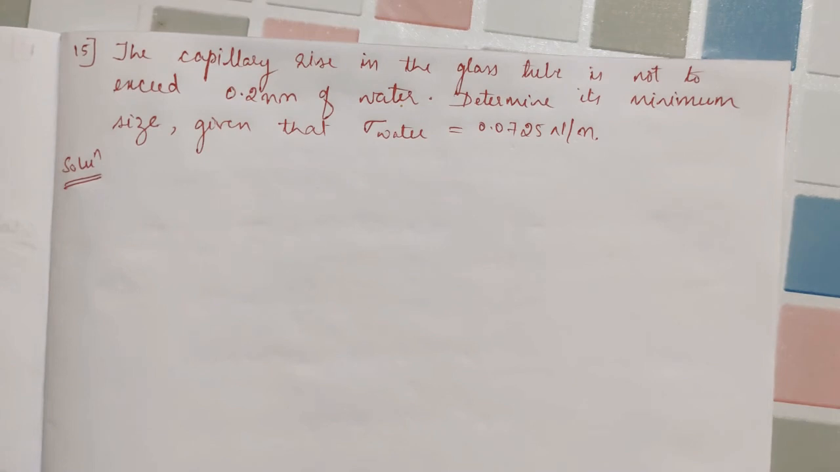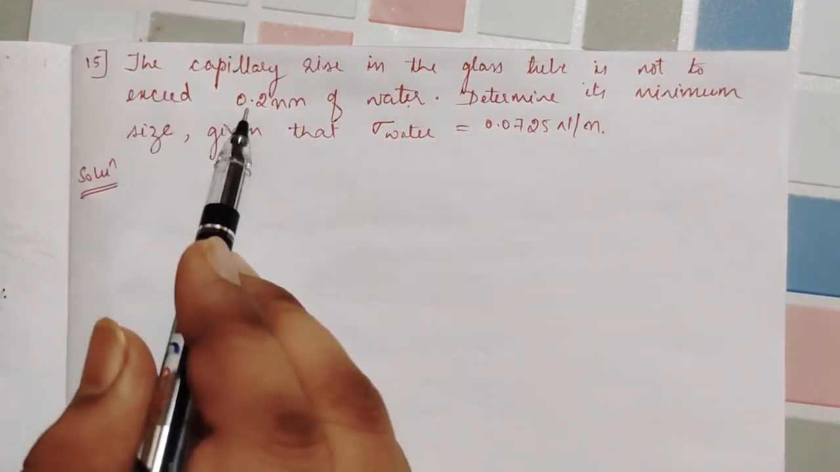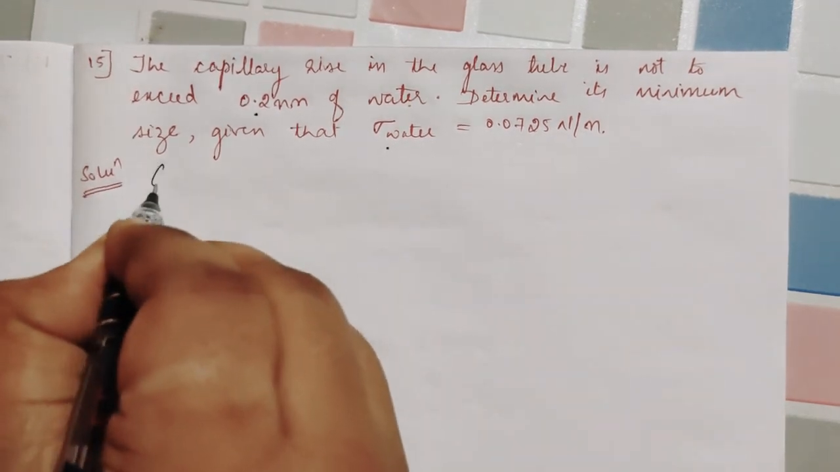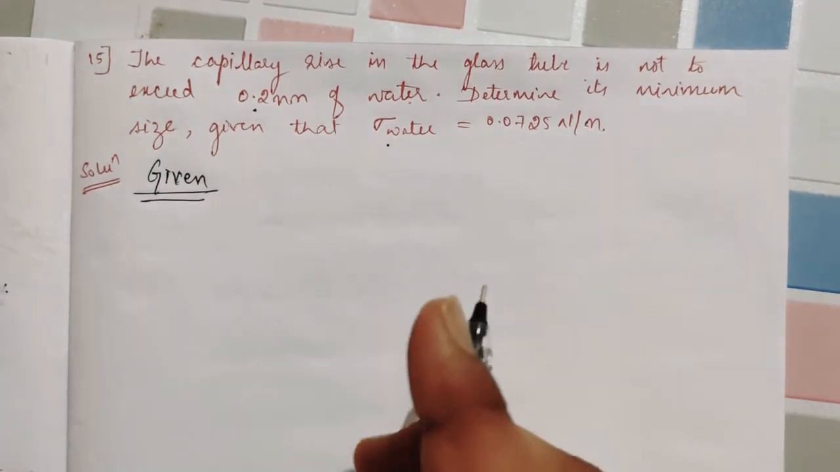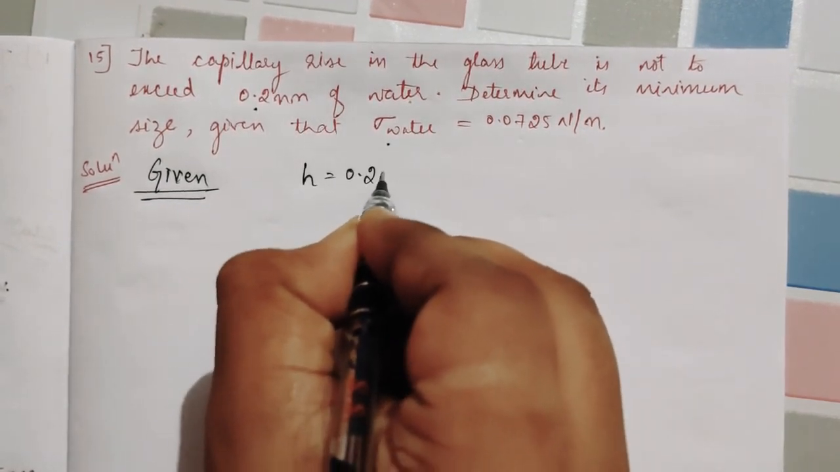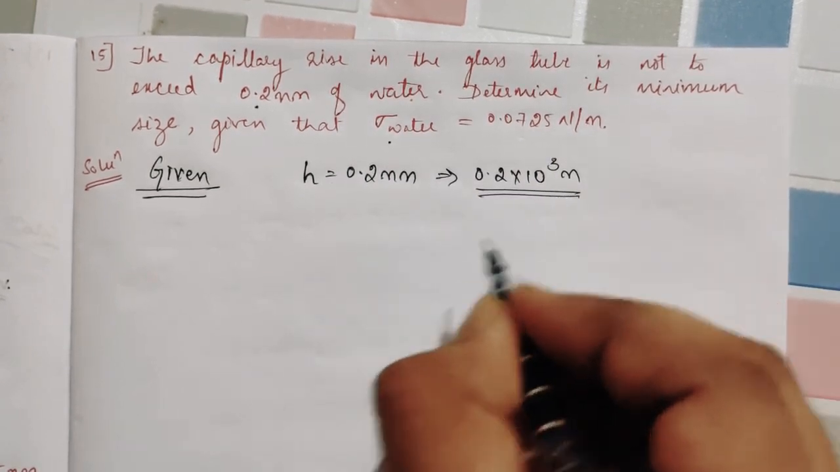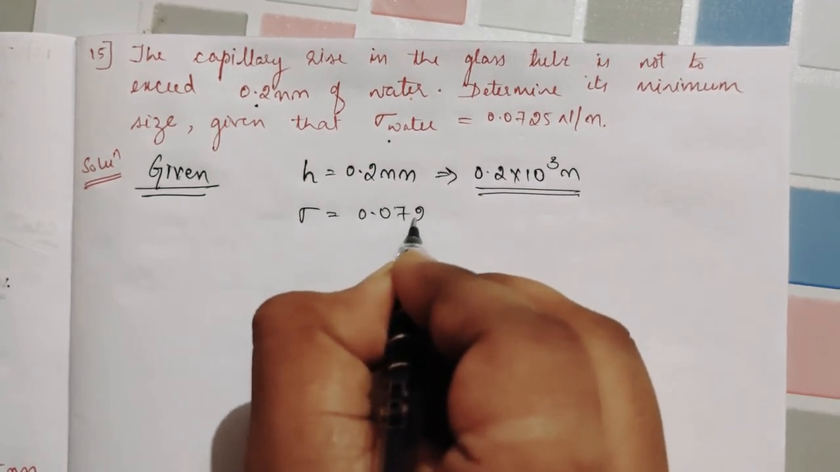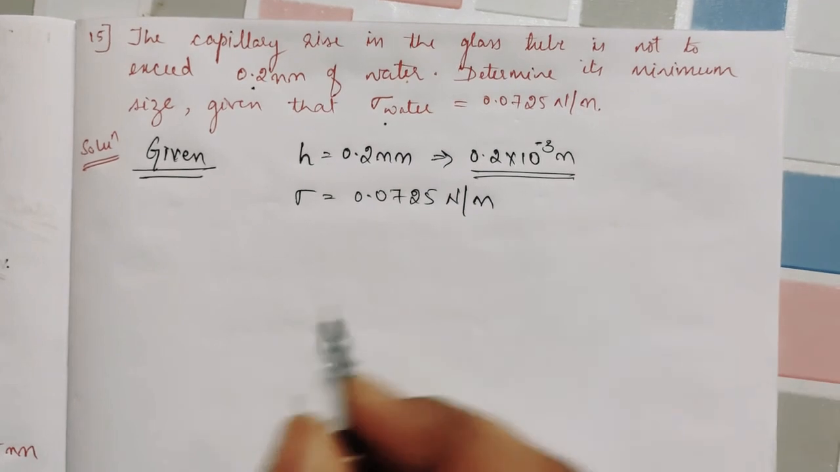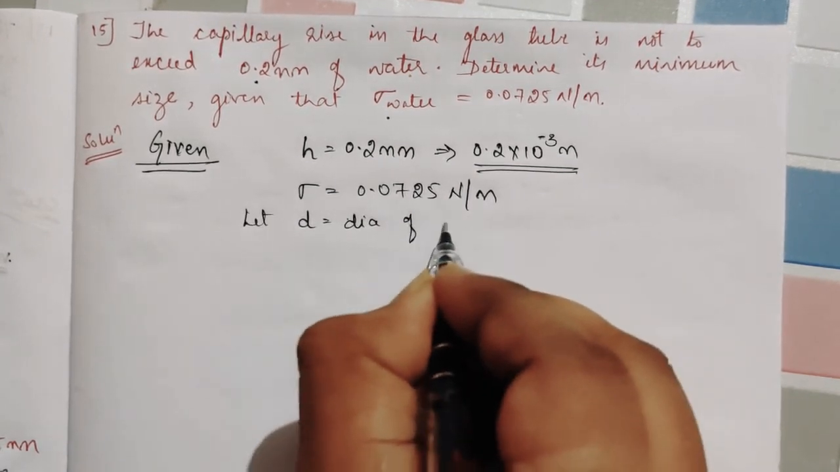Here all the items will be given, and we have to find the diameter of the glass tube. The capillary rise in the glass tube is not to exceed H, given as 0.2 mm. Determine its minimum size, given the surface tension of water. Here everything is given and we have to find the diameter of the glass tube. Given height H should not exceed 0.2 into 10 power minus 3 meter. Sigma is 0.0725 Newton per meter. Let D be the dia of the glass tube.